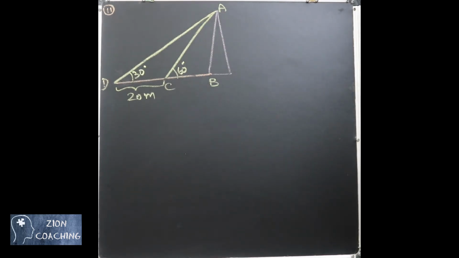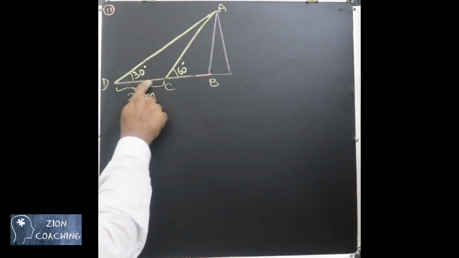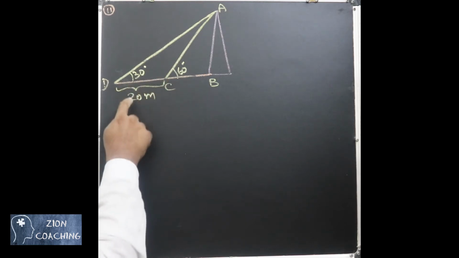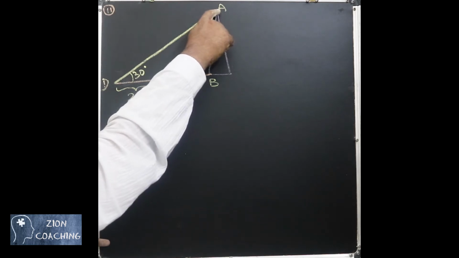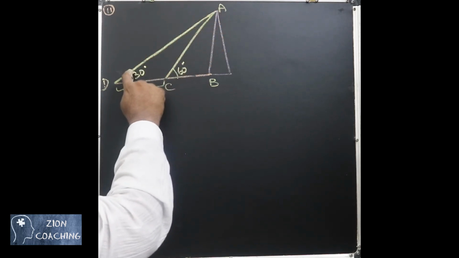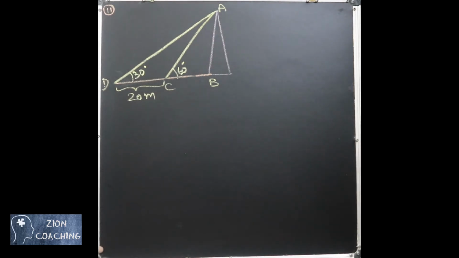Then he is moving back 20 meter from this point to another point. When he is viewing the top of the TV tower, he is finding that the angle of elevation is 30 degree. Now find the height of the tower and the width of the canal.